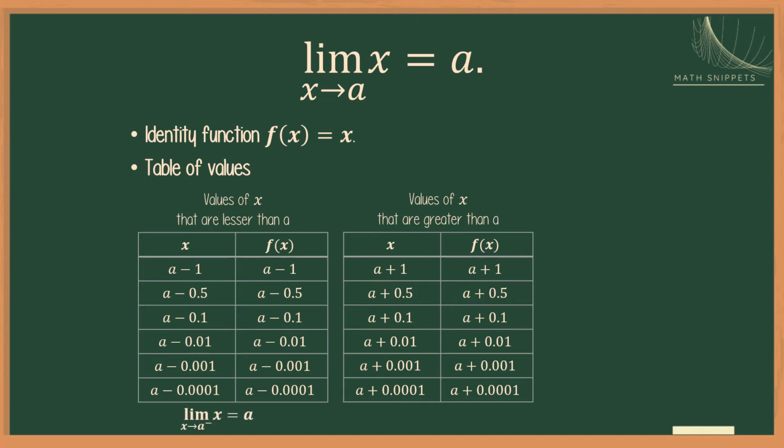So we say that from the left side, the limit of f of x as x approaches a from the left is equal to a. And from the right side, we have the limit of f of x as x approaches a from the right is equal to a. So both the left hand and the right hand limits are equal. So we say that the limit of x as x approaches a is equal to a. So this is the identity function.